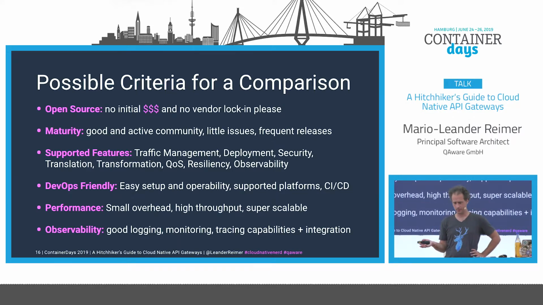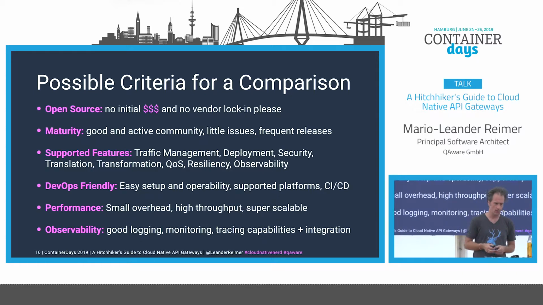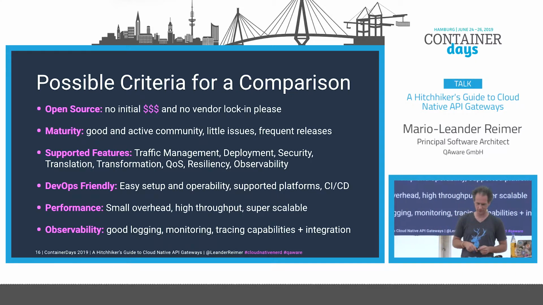I want good maturity, okay? I mean, this is a crucial part in my architecture, so I want good maturity, an active community, few issues, frequent releases. Well, you can look at the supported features. How is it with the traffic management, deployment, security, etc.? Is it DevOps friendly?